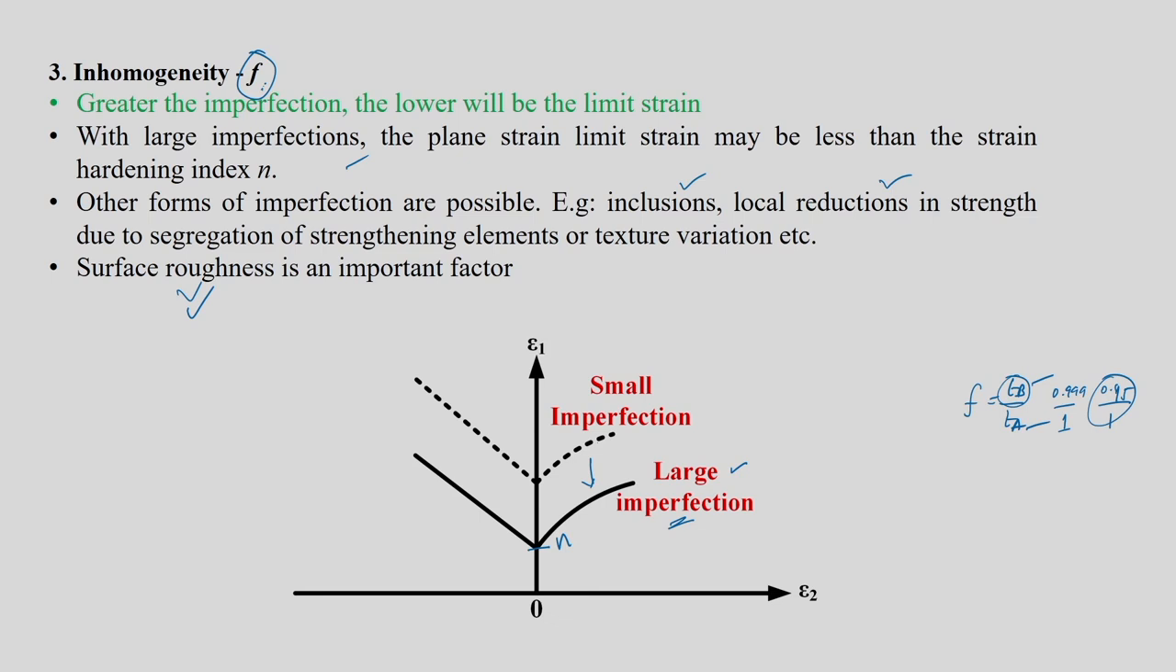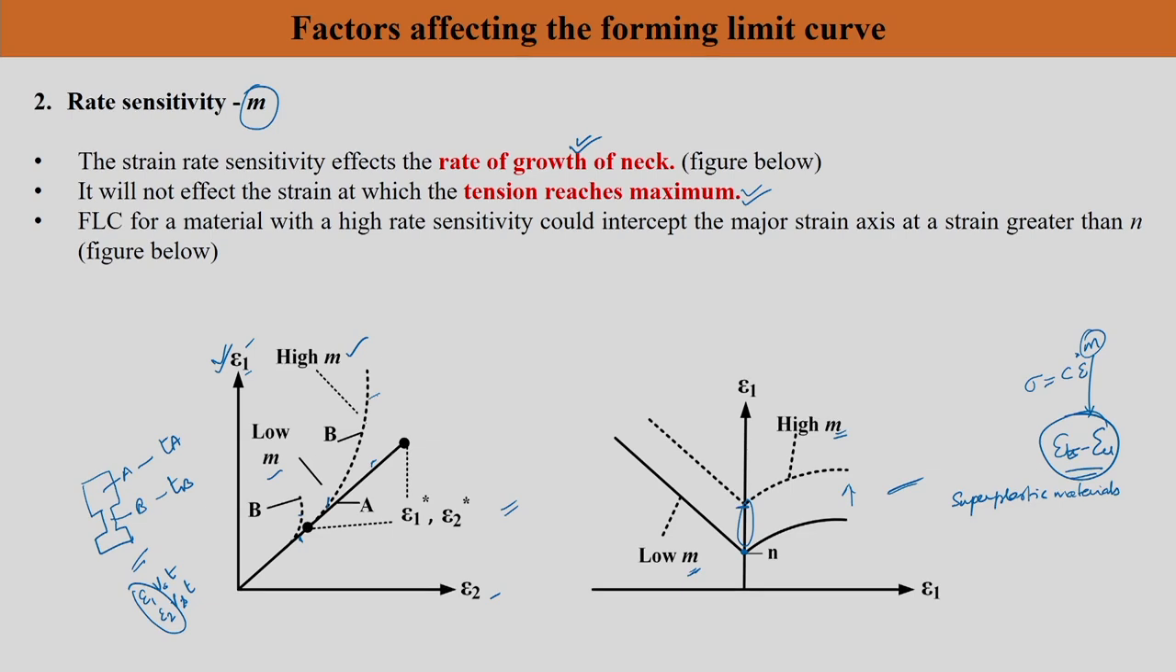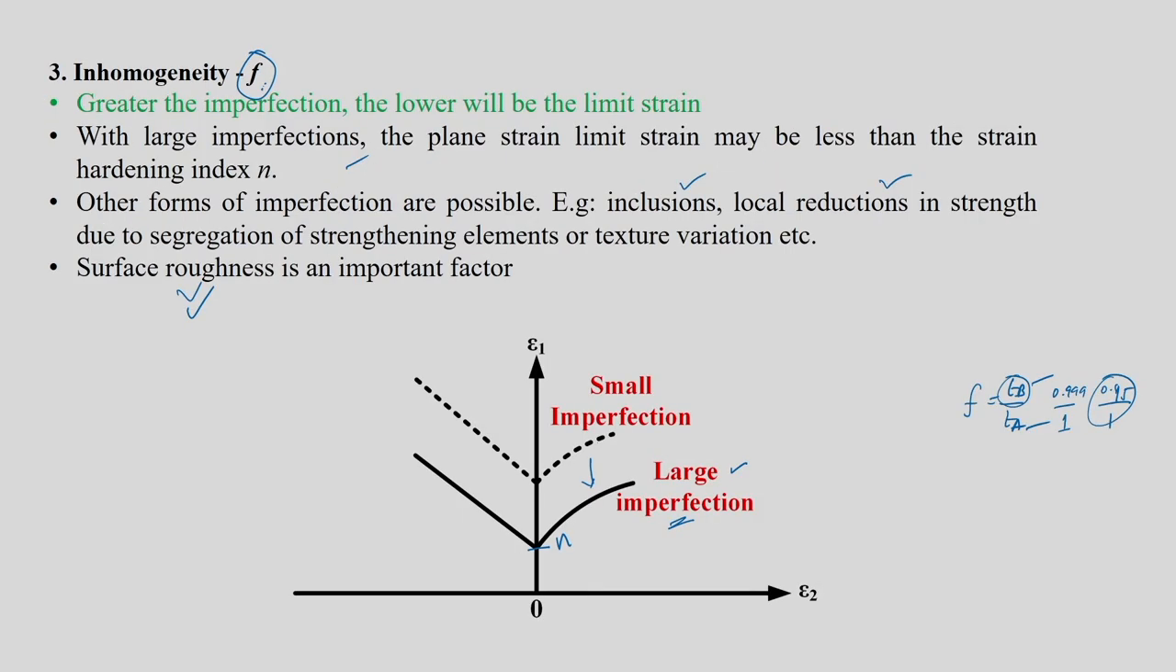Rather, in our discussion, we actually take a sudden change in thickness. Okay, this is a sudden change in thickness, that's what we discuss, which is generally not seen in materials. There will be gradual variation in thickness or other structural heterogeneities in the sheet. So one should be careful with that.